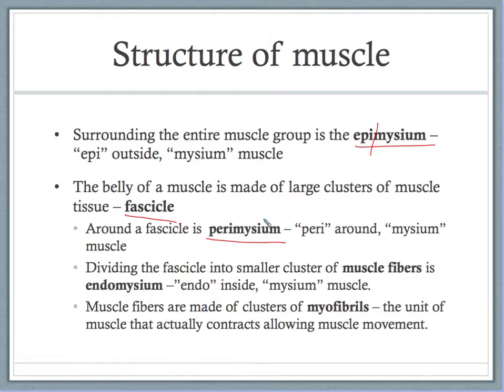The fascicle can be broken down a little bit farther into smaller clusters of muscle fibers. And these are muscle fibers which are encompassed by endomysium. And then the fibers themselves are made of a bunch of myofibrils, which is the unit that actually allows muscles to contract and relax. And we're going to look at those here shortly.